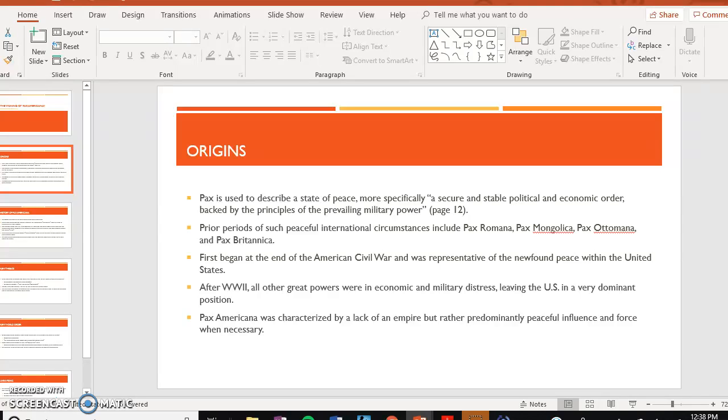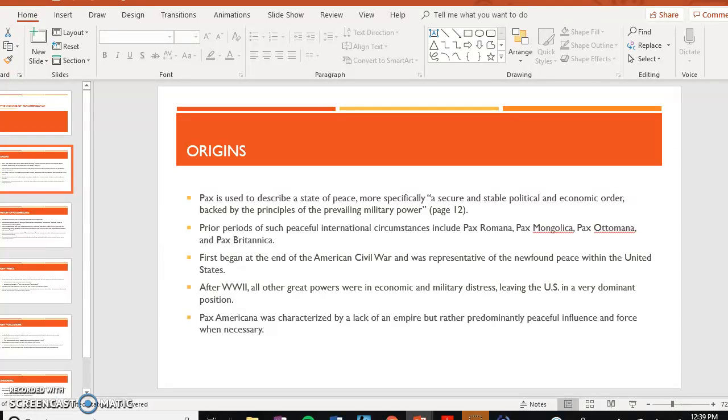So in general, a pax is a state of peace, but this article says that more specifically, it is a secure and stable political and economic order backed by the principles of the prevailing military power. So in other words, this is a time where worldwide there is peace, and that peace follows the morals, the standards, in general, the strategies of the most powerful military at that time. Hence, Pax Americana generally follows these things of the United States of America.